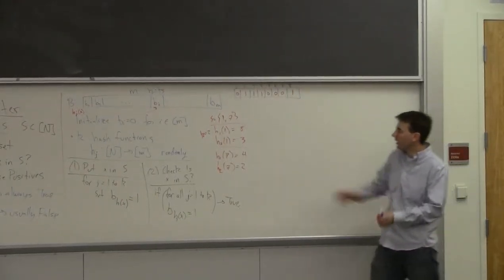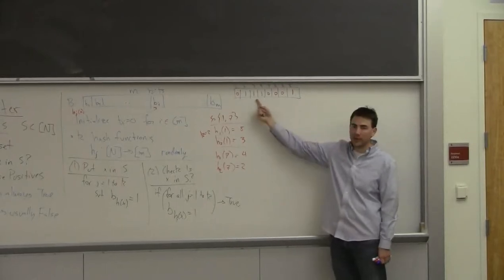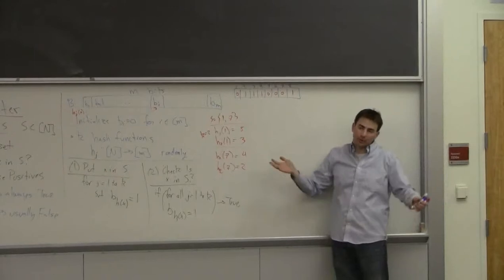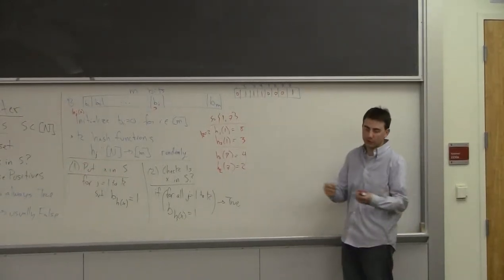So now if I want to check if 1 is in the set, I check bit 8 and bit 3, and they're both 1, so I say true. Right? So it should be clear that if it's in the set, it'll always return true.